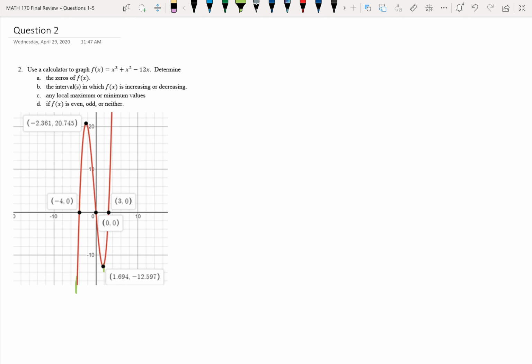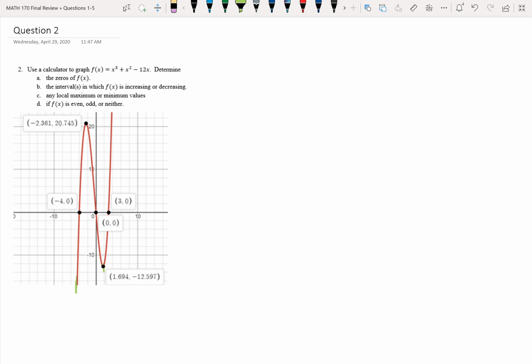All right, this is question 2 from the Math 170 sample final. It wants us to graph the function x cubed plus x squared minus 12x, and then determine the zeros, the increasing and decreasing intervals, the local maximums and minimums, and whether the function is even, odd, or neither.